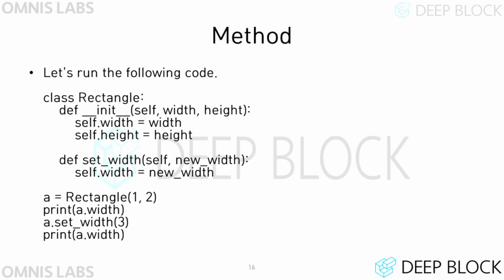For example, in the class rectangle shown in the slide, a parameter called newWidth exists in the method called setWidth. Therefore, after creating instance A, if you call the setWidth method with 3 as an argument, the width attribute of instance A is changed to 3.